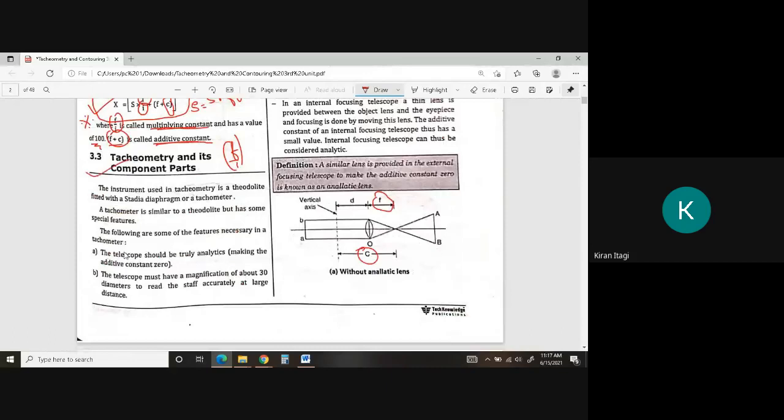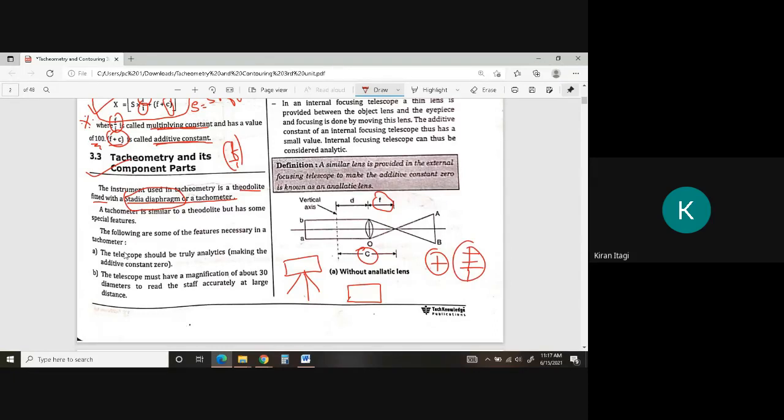Next, tachymetry and its component parts. The instrument used in tachymetry is a theodolite fitted with a stadia diaphragm, or a tachymeter. Means we are using a theodolite, or sometimes we'll use an auto level, but the only thing is that here the stadia diaphragm will be placed instead of a single diaphragm. Here we are using a stadia diaphragm. It will be like this.